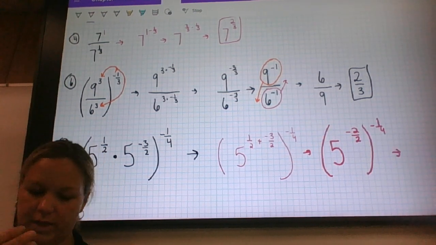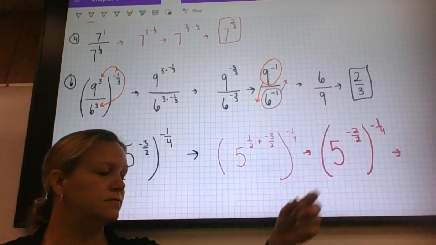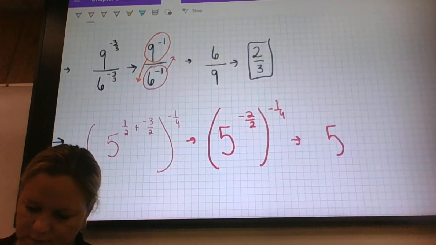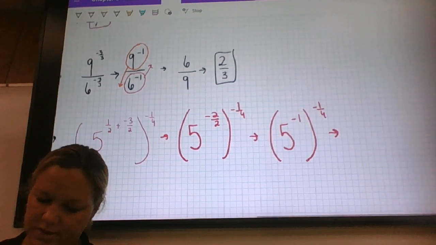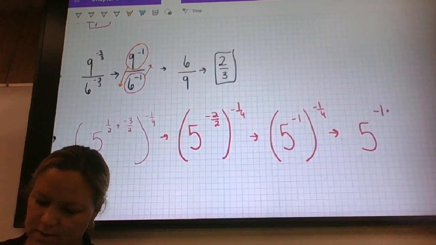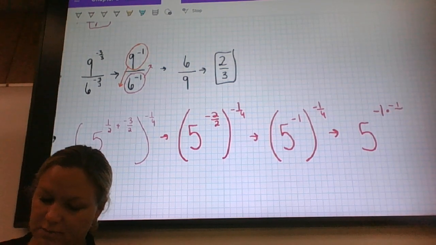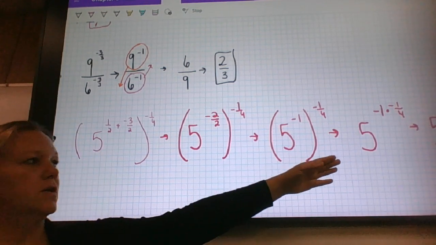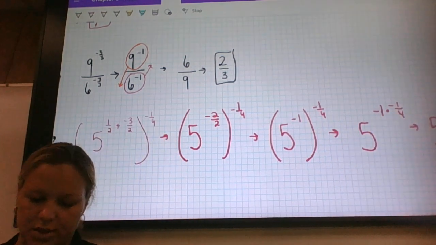And there's already a common denominator, so 1 - 3 - -2. So this is 5 to the -1 inside, -1/4 outside. Power property says we multiply these. And I'm also showing maybe more work than you will, and I'm okay with that. Maybe you don't need to show this. You're just going to multiply it. I'm just doing a little extra there.